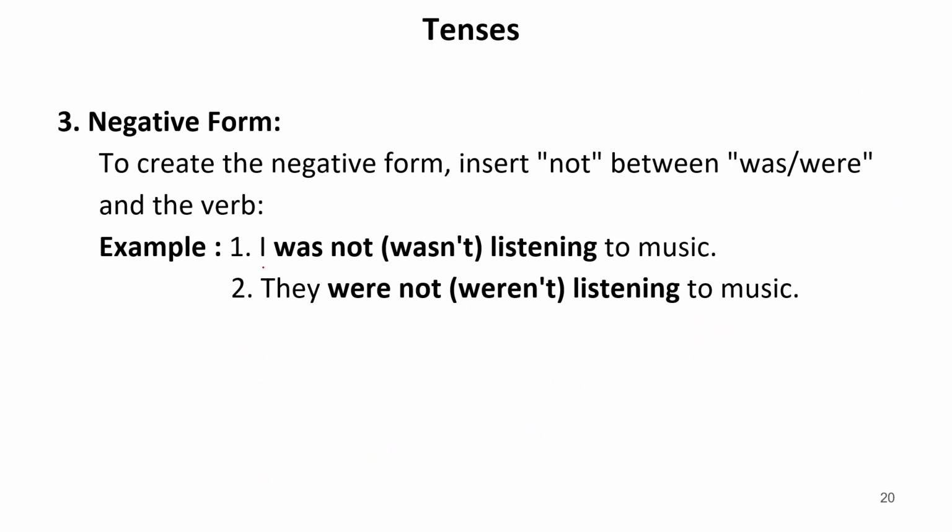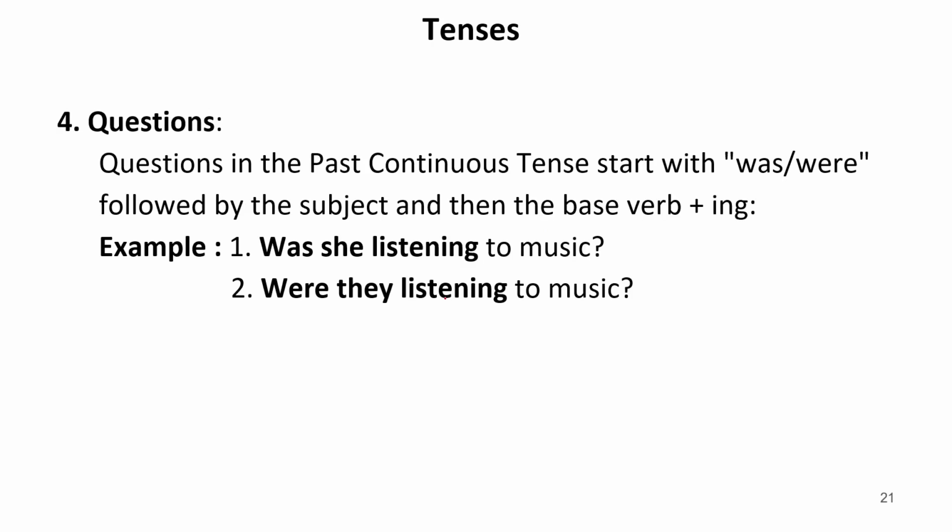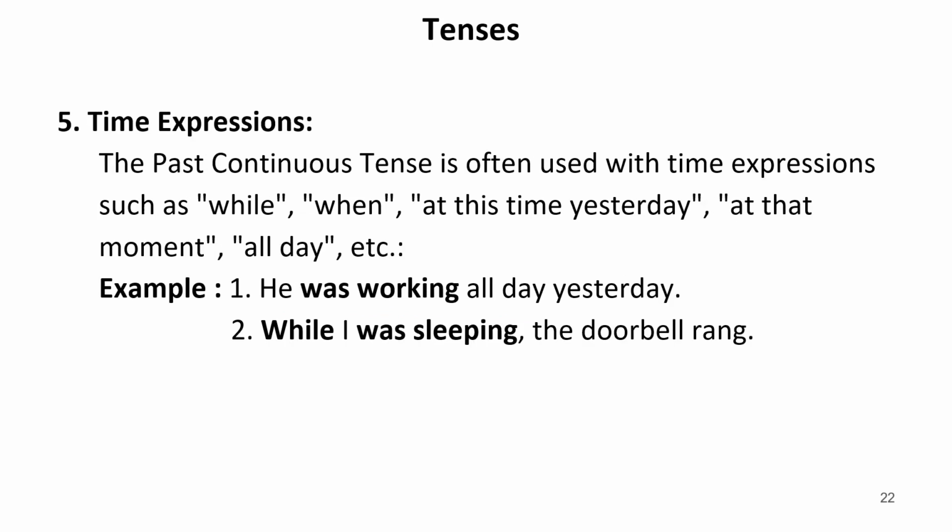Now, negative sentence: I was not listening to music. Was not can be used as a contraction like wasn't. They were not listening to music, weren't, were not. Questions: was she listening to music? Were they listening to music? So these can be written like this also.